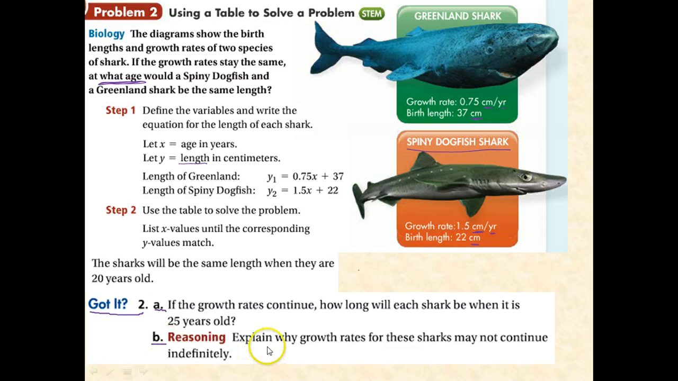And then for B, why would the growth rates of these sharks maybe not continue indefinitely? Maybe because if they did, the whole world would be full of giant sharks. I don't know. And then they'd make a movie about tornadoes throwing giant sharks on people. I don't know. Maybe at a certain age, animals stop growing and stay adult-sized. Maybe that might have something to do with it.